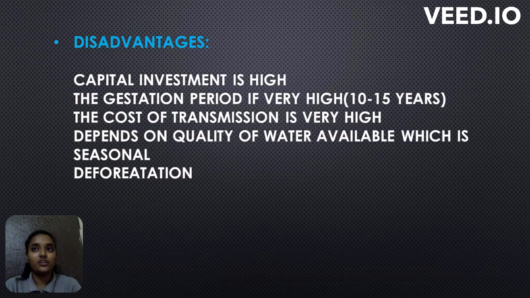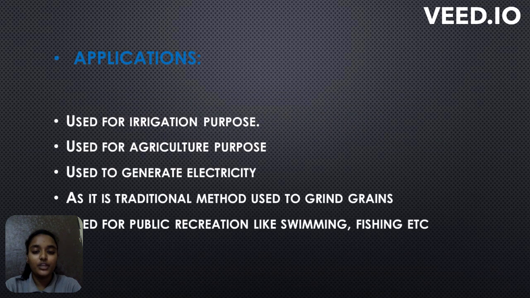Next, the disadvantages of hydroelectric power plants are: the capital investment of a hydroelectric plant is high. The gestation period is very long, that is 10 to 15 years. The cost of transmission is very high. The availability of water depends on its quality and is seasonal. It causes deforestation.